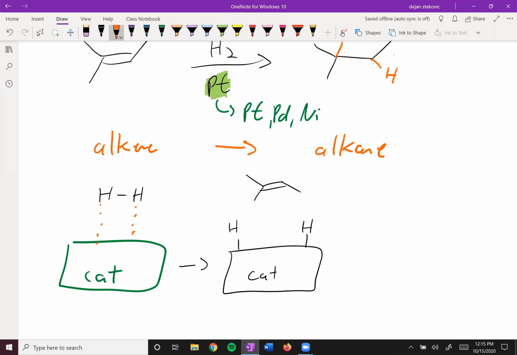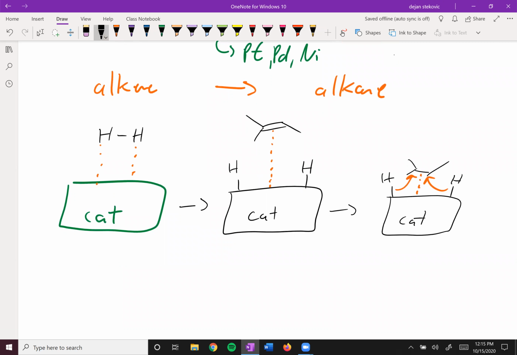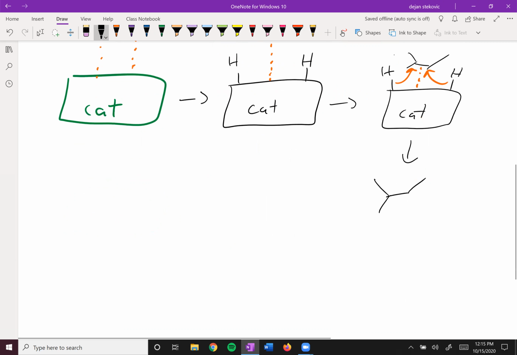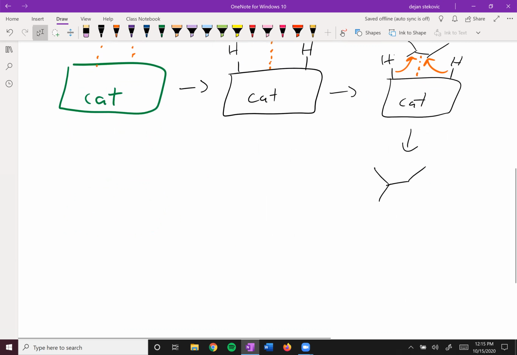And then the pi bond of this alkene will be attracted to our catalyst as well. And then we're going to go ahead and add our hydrogens to the alkene to make it an alkane at the end. And similar to our boration, we have syn addition of these hydrogens.